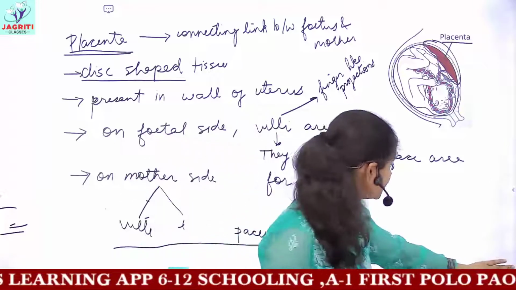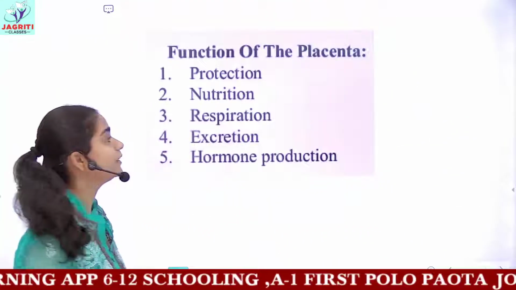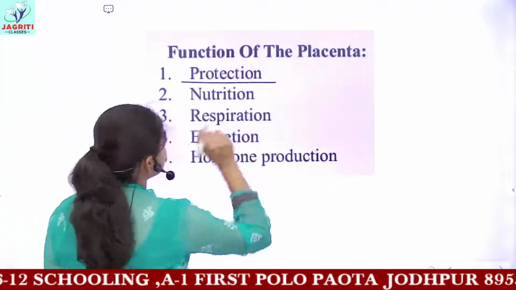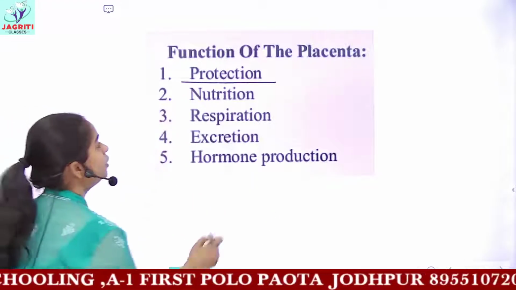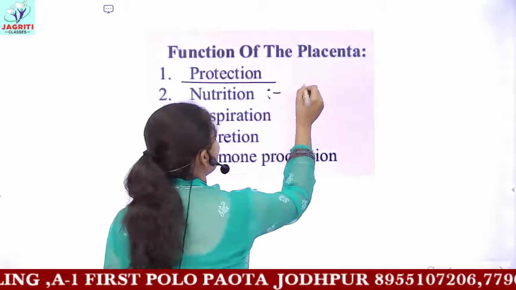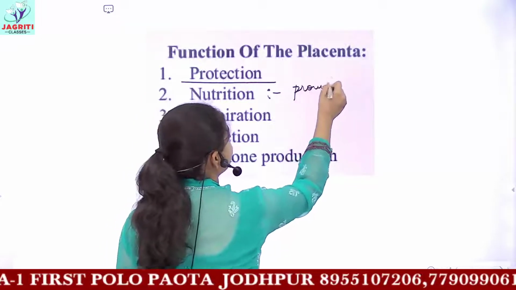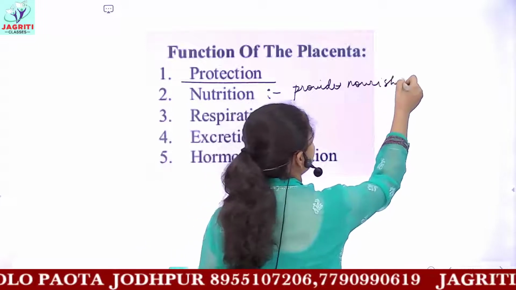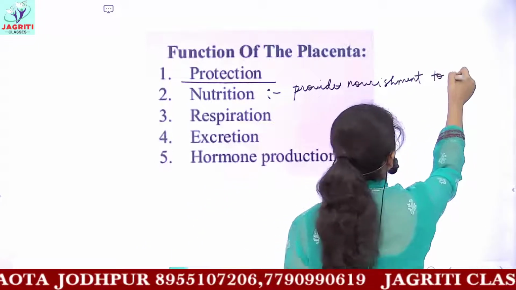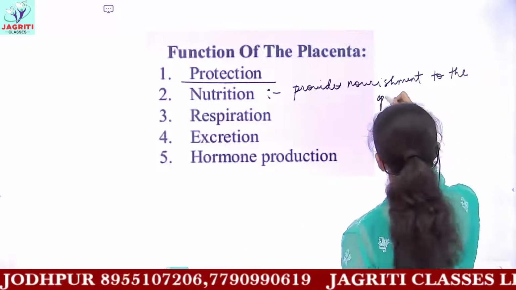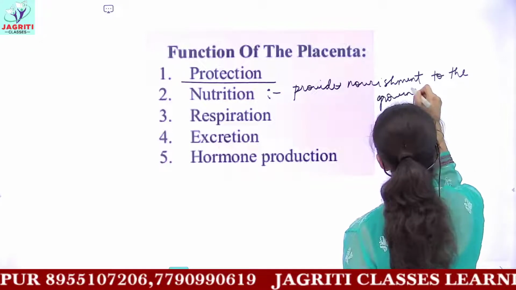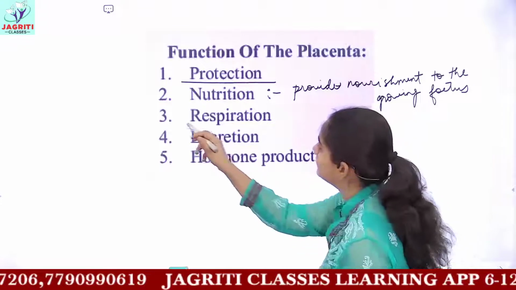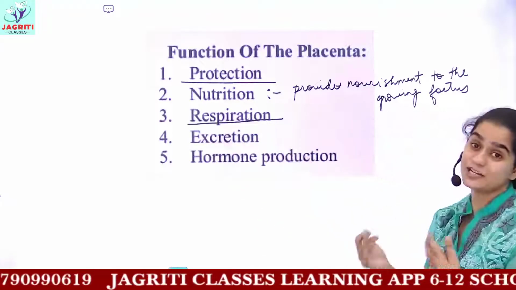So for the functions of placenta, you have a flow chart here. Okay, so first function of placenta is the protection. The next function is providing nutrition. Nutrition, you can also write that it provides nourishment to the growing fetus. Then the third is it helps in respiration, exchange of gases.